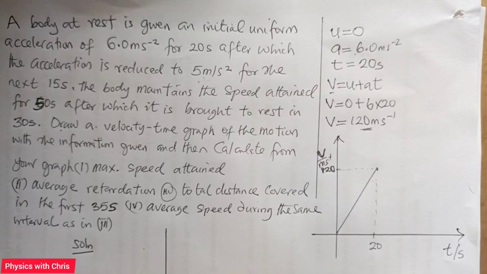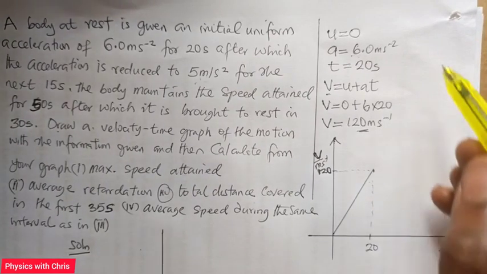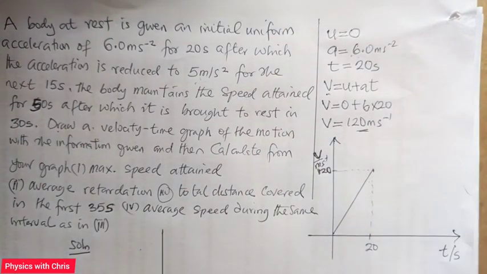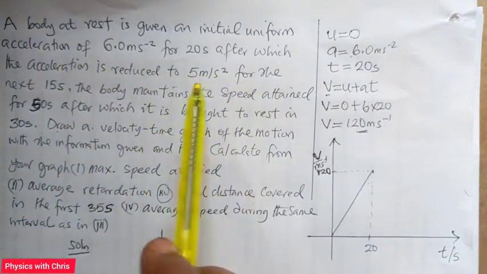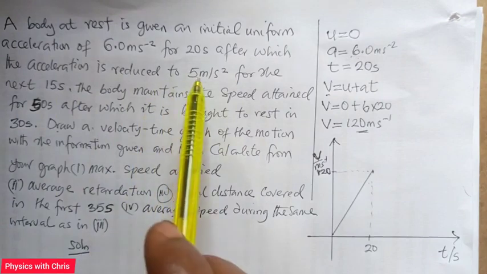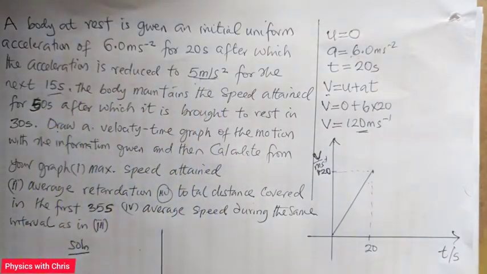It says the acceleration is reduced to 5 for the next 15 seconds. That is, I'm still going to represent this second statement, acceleration of 5 for 15 seconds, on the same graph. I'm going to continue because it's a continuous thing. The body did not stop for some time and then the other statement applies. No, it's a continuous thing.